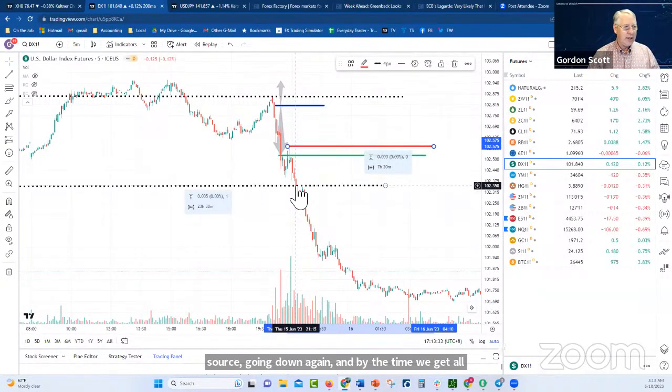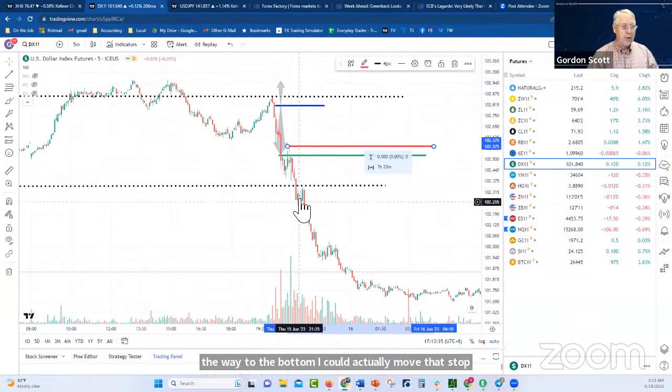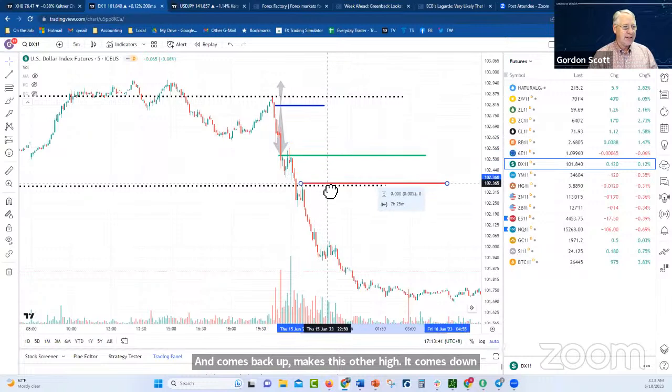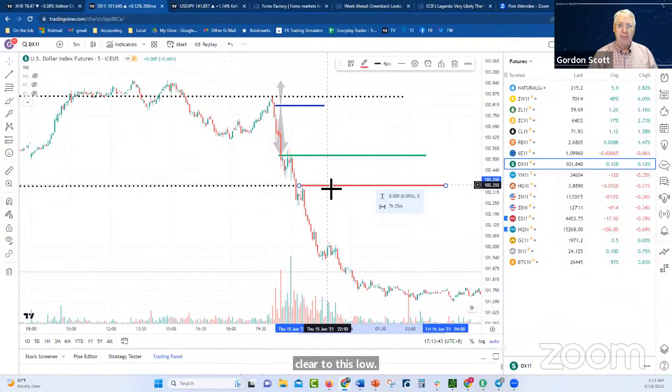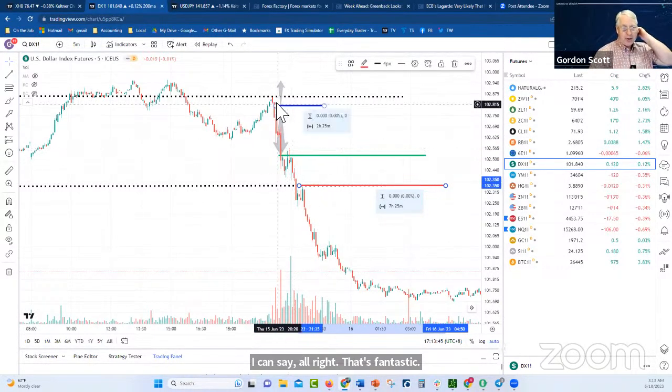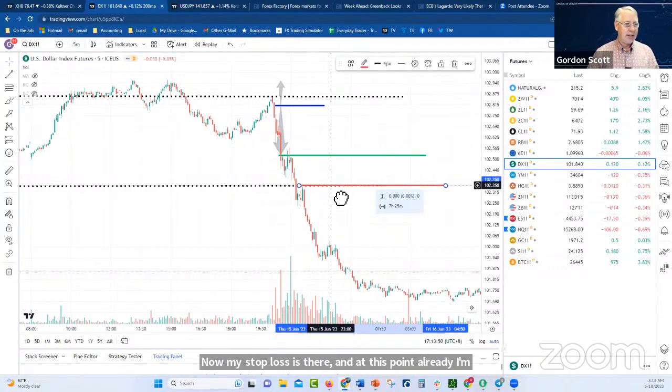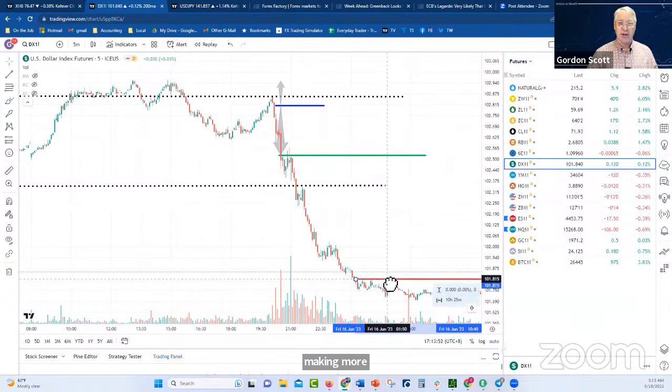And then when it blows through the bottom of the channel and comes back up, makes this other high, and comes down clear to this low, I can say, all right, that's fantastic. Now my stop loss is there. And at this point already, I'm making more than two. This is almost 3-1. And look where that goes. That just goes and goes and goes, right?